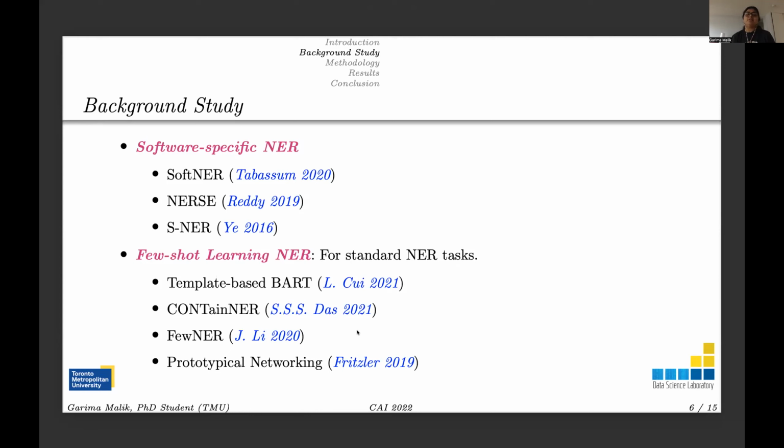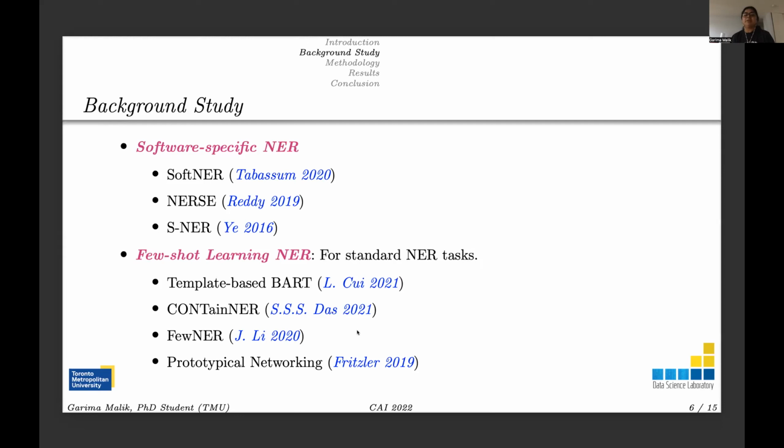Then in terms of few-shot learning NERs, we did see some of the new techniques applied in few-shot learning. Few-shot learning basically means when you have a small data set and less labeled instances. So with those few labeled instances, how can you get state-of-the-art results? And maybe how can you train all these transformer models? So that's basically few-shot. In few-shot learning as well, all the data sets and the problem statements are pretty generic. So nobody tried few-shot learning in software domain as much.